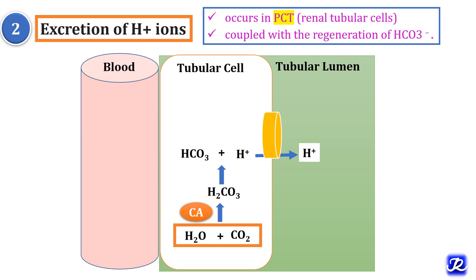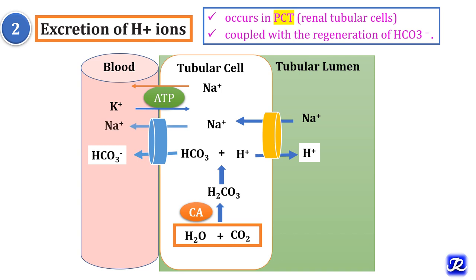Hydrogen ions are secreted into tubular lumen in exchange of sodium, and the energy required for this purpose is supplied by sodium potassium ATPase pump. The bicarbonate is reabsorbed by sodium bicarbonate symport. The hydrogen ion which is secreted in tubular lumen is excreted through urine, but only a negligible amount of hydrogen ion is excreted in free form, and for every hydrogen ion that is secreted, one bicarbonate ion is reabsorbed. So the excretion of hydrogen ion is associated with net gain of one bicarbonate ion.